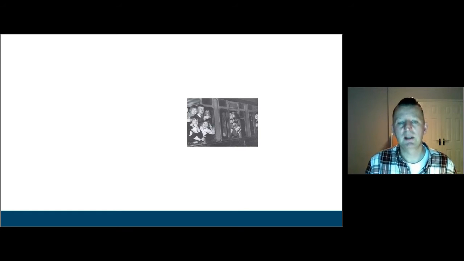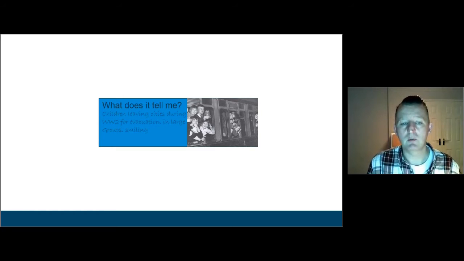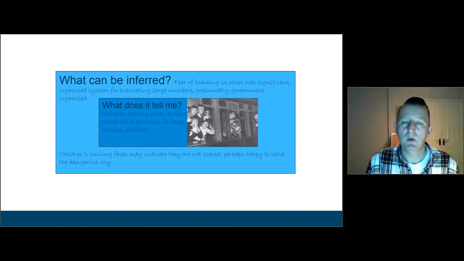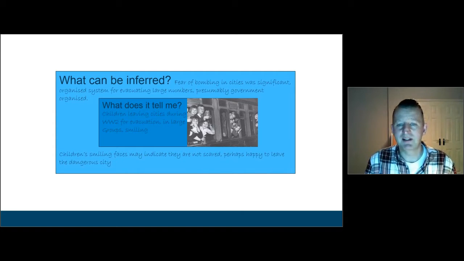So what does it tell me? Well, it tells me that children left cities during World War II for evacuation in large groups, smiling and by train. What can I infer? Well, I can infer that the fear of bombing in cities had become significant enough for there to be developed an organised system for evacuating large numbers. And then I can infer, presumably, that the government organised this because it happened on a large scale, it happened via public transport.